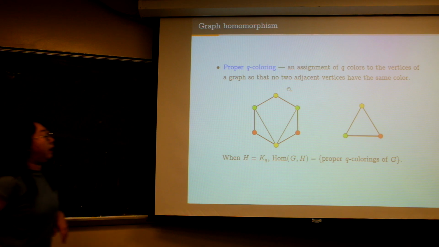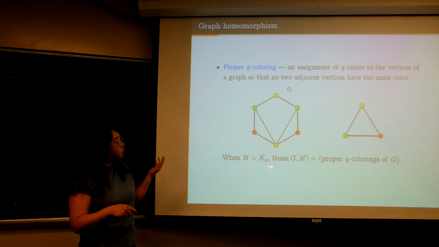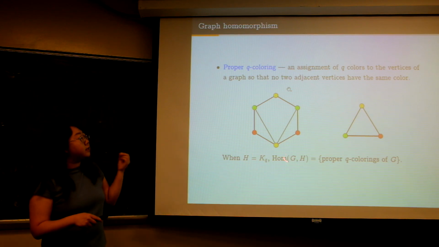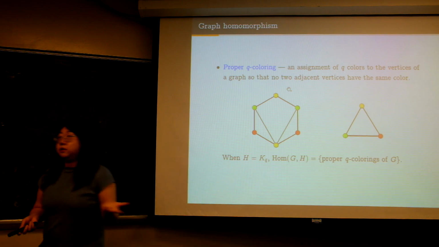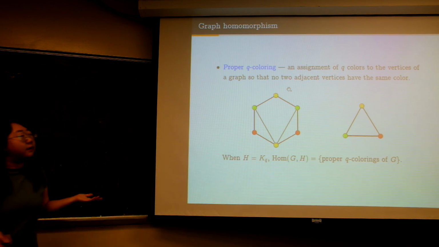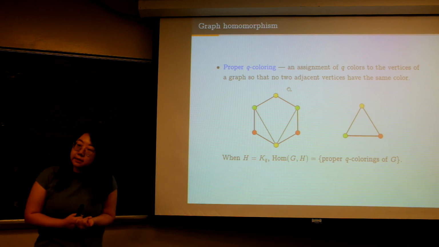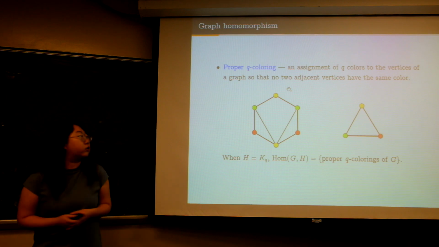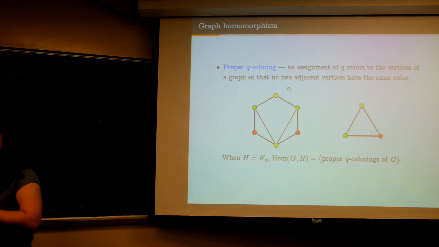So this is 3 colors. More generally, if H is equal to K_Q, the clique on Q vertices, then the set of homomorphisms is exactly the set of proper Q colorings of G. So by studying the graph homomorphism, we can learn the properties of independent sets, proper colorings, and even more, with other graphs H. So that's the graph theory aspect.